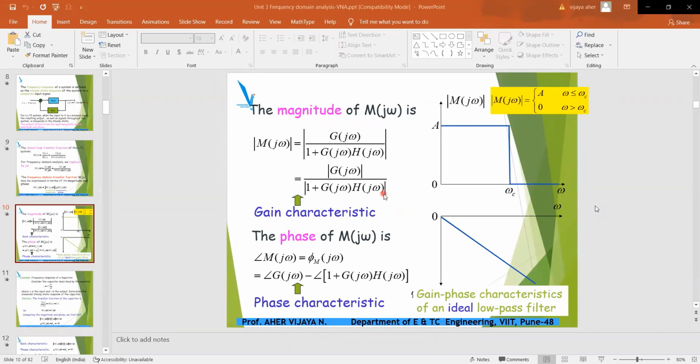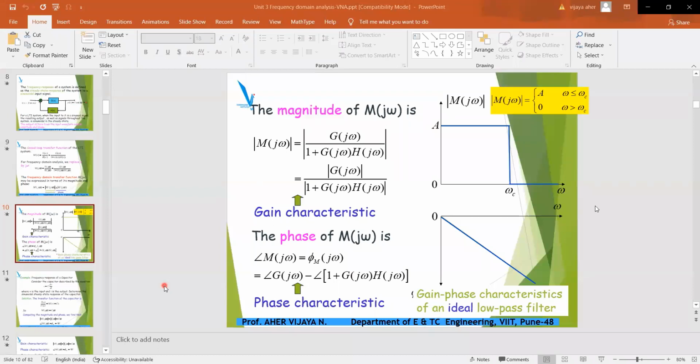You have to calculate magnitude. So remember this equation. You have to take mod of this. For calculation of magnitude, you have to find phase of M(j omega). And these two equations are nothing but gain characteristics and phase characteristics of closed loop transfer function in frequency domain analysis. So remember these two equations. Have you written this? I have given small example of ideal low pass filter. So this is the gain characteristics, this is the phase characteristics. Are you with me, students? Any doubt up to this?